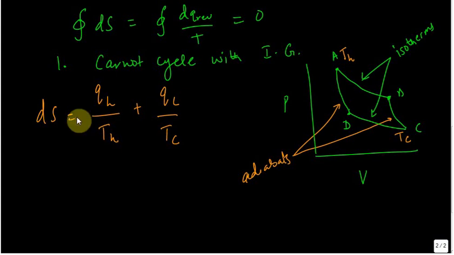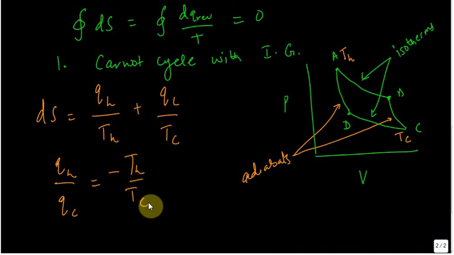And now, I already told you how to evaluate these heats by saying that delta U is 0 and then going to the work done and get the nRT natural log V_F by V_I. The derivation is given here in the handout, so let's not worry about it, but I encourage that you read it up. But what you get after the derivation is that QH by QC is equal to minus of TH by TC.